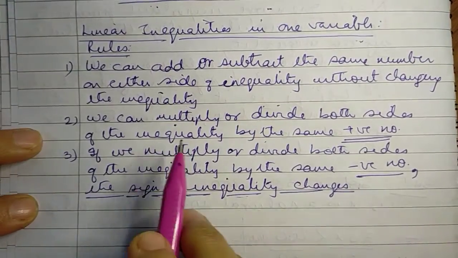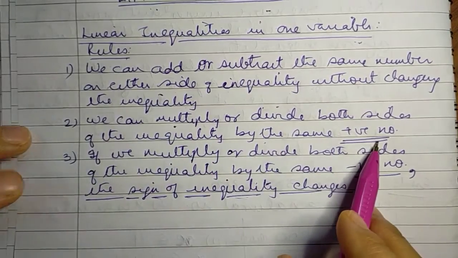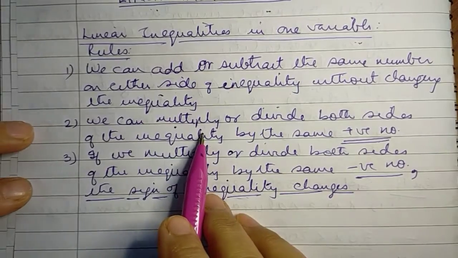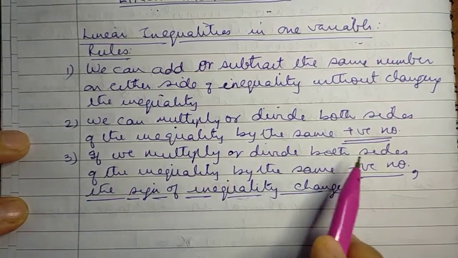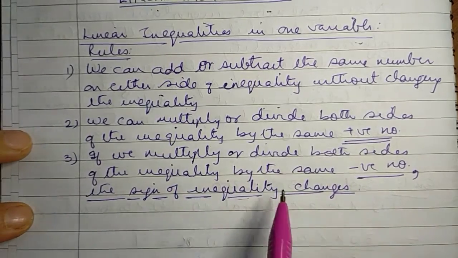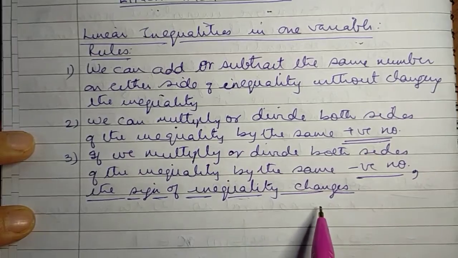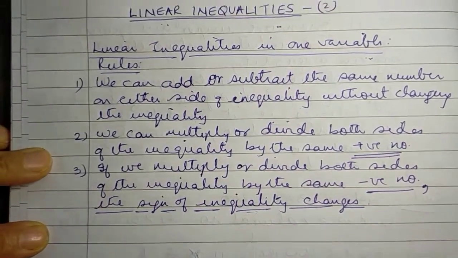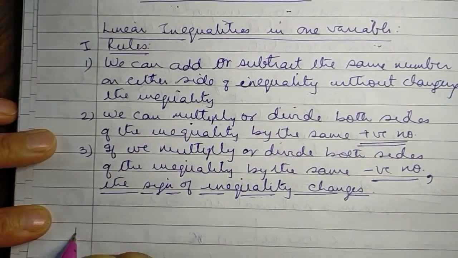Same way, we can multiply or divide both sides of the inequality by the same positive number without changing the inequality. But if we multiply or divide both sides of the inequality by the same negative number, then the sign of the inequality changes. We had also seen another thing in the solution of linear inequalities.